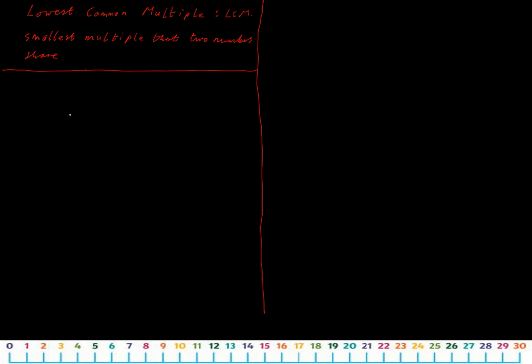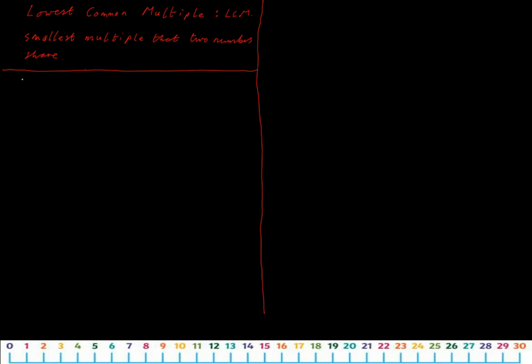So if we look at our definition, the smallest multiple that two numbers share. So I know what the word smallest means, and I know what two numbers mean, and I know that they're going to share them. But I want to remind myself, what does multiple mean? Well, the multiples are our times tables.